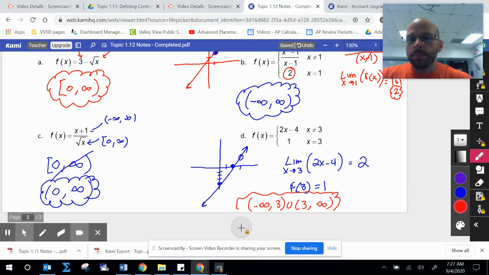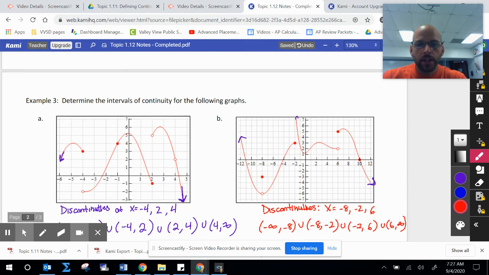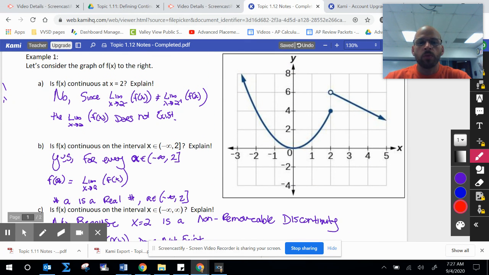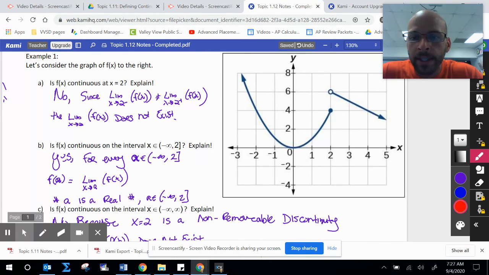Okay, I hope this helped. Continuity over an interval is ultimately the same as the continuity at a point. We're just talking about a series of points instead of one individually. We're trying to identify, are there any points that fail the definition of continuity? Please let me know if you have any questions.